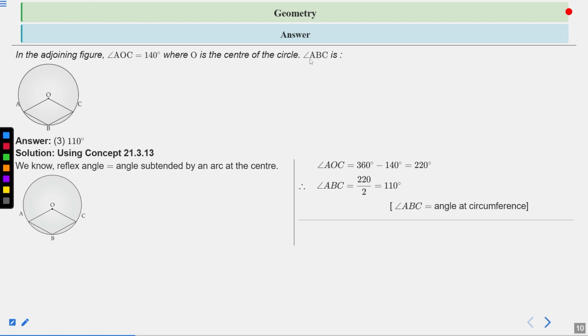We know that angle ABC is the angle at the circumference. So first we need to calculate the angle AOC, the major arc, which is 220. Then we can calculate the angle ABC, which is 220 by 2. So we get angle ABC as 110 degrees. So the third one is the correct answer of this question. Next one.